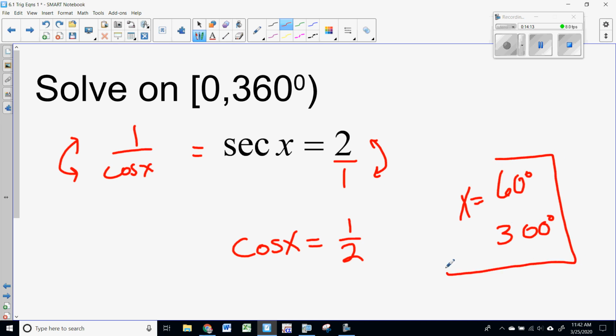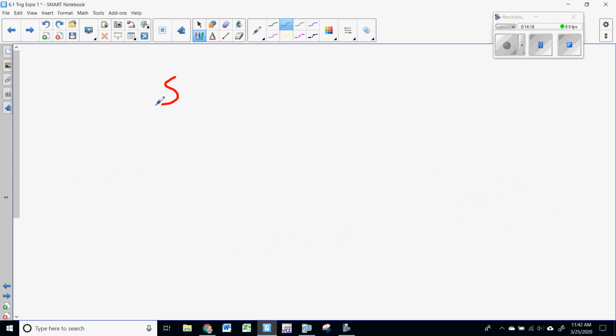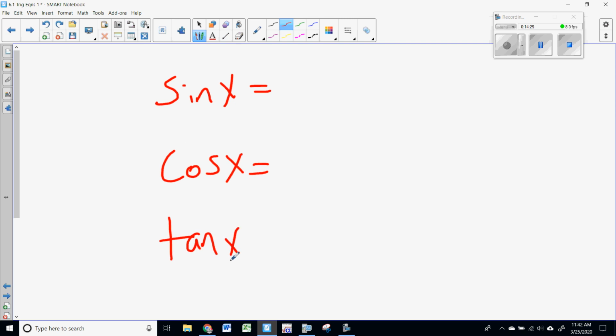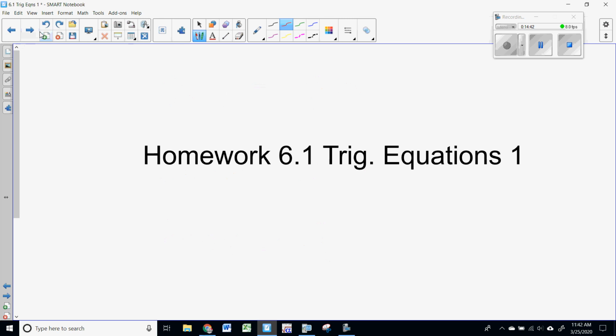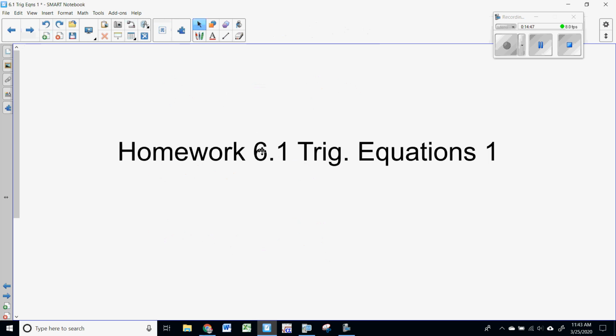So when you do all of these problems, you're always going to end up with sine equals something, cosine equals something, tangent equals something. These are going to be a y-coordinate on the unit circle. This is going to be an x-coordinate on the unit circle. And this is going to be a y over x, like we've talked about. All right. You are now able to do the homework 6.1, Trig Equations 1.